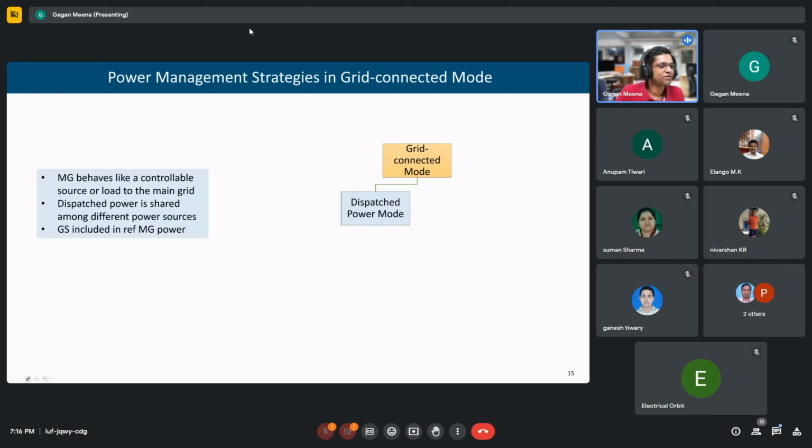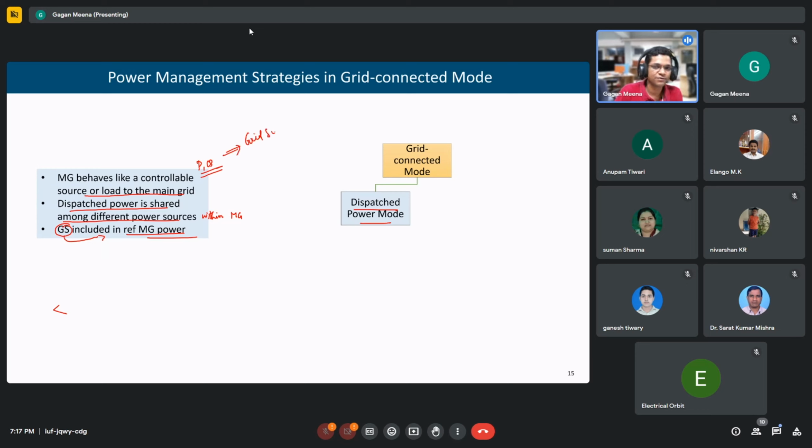In dispatched power mode, the microgrid behaves like a controllable source or load to the main grid. The main grid can control this microgrid, and that dispatched power is shared among all the different power sources within the microgrid. This is grid support. So grid support is included within this reference microgrid power. In case of dispatched power, since we are dispatching, we have to produce only the dispatched P and Q.